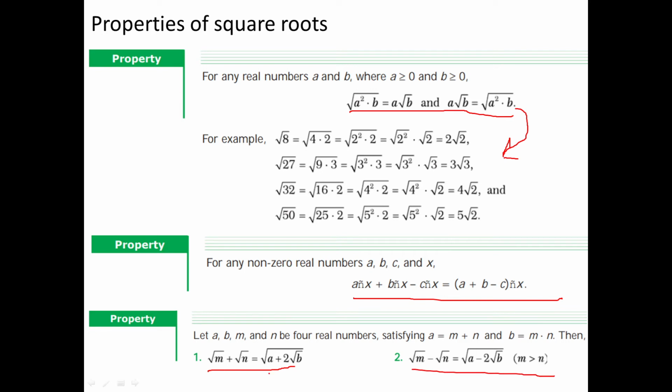Square root of m plus square root of n is equal to square root of a plus 2 square root of b. Square root of m minus square root of n is equal to square root of a minus 2 square root of b. And there we need to know that m must be bigger than n.